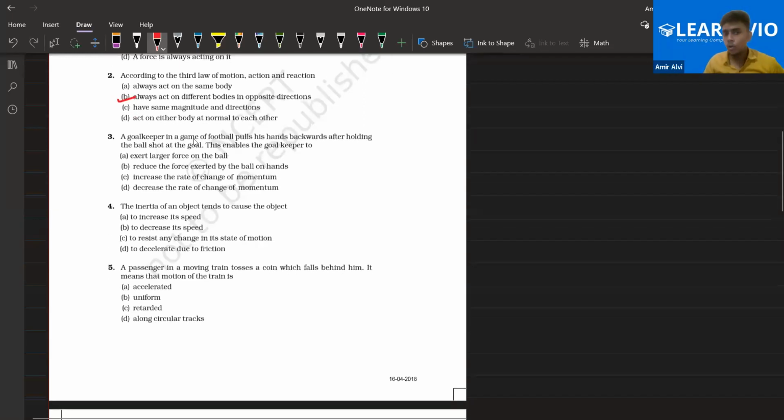Okay? Is this clear to all of you? Let's move forward. Any doubt so far to anybody? No, sir. Okay, fine. A goalkeeper in a game of football pulls his hand backwards after holding the ball shot at the goal. Suppose we have seen this a lot in cricket, where the wicket keeper holds the ball in the backward direction. This enables the goalkeeper to exert a larger force on the ball, reduce the force exerted by the ball on hands, increase the momentum, or decrease the rate of change of momentum.